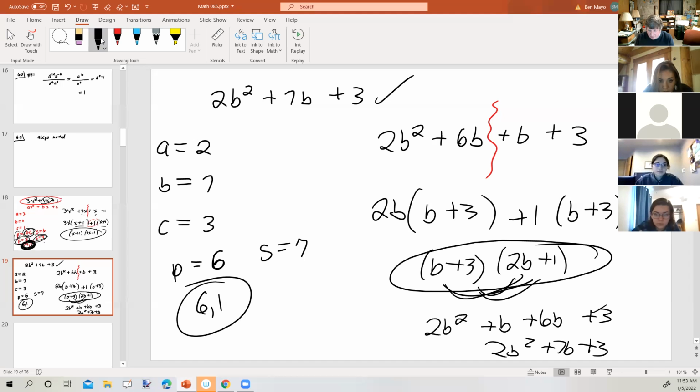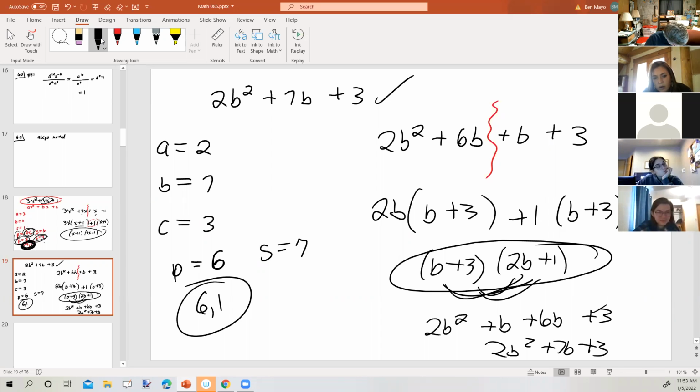Any questions? So you have to find A, B, C, P, and S. Then you look for a pair of numbers who meet both P and S's conditions. Split the middle term, factor by grouping. Yes. Okay.